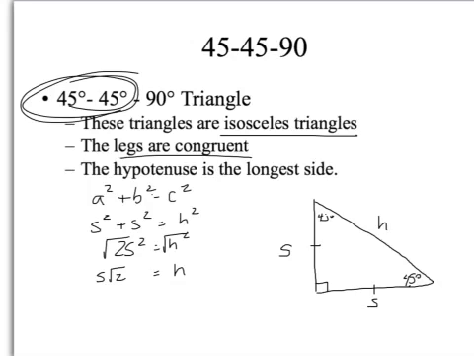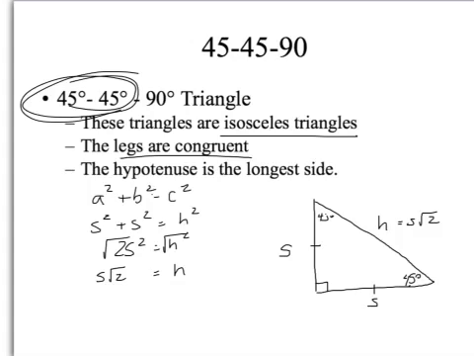Okay? Now that's one way to look at things. So whatever my side length is, my hypotenuse is just going to equal my side length times the square root of 2. So now we've got everything in terms of one variable, right?